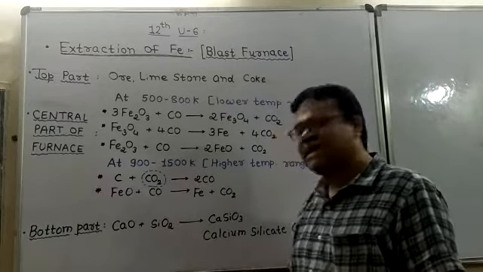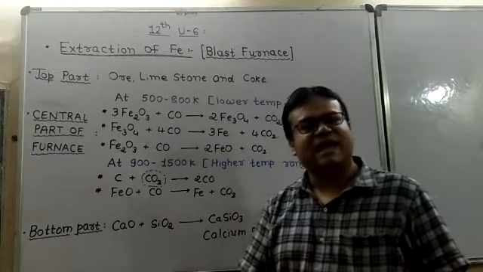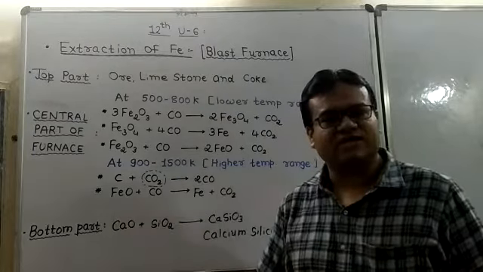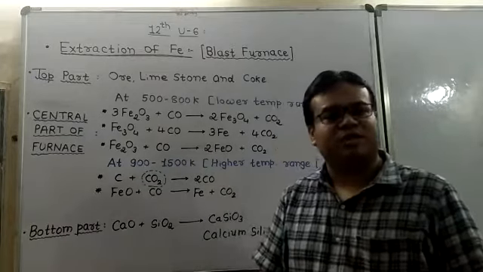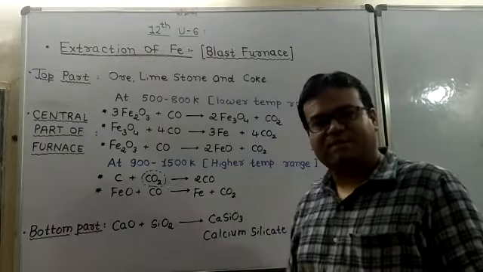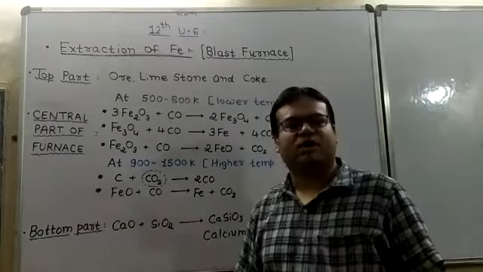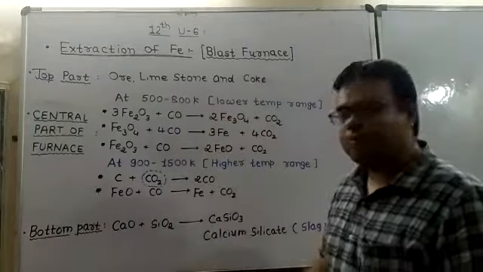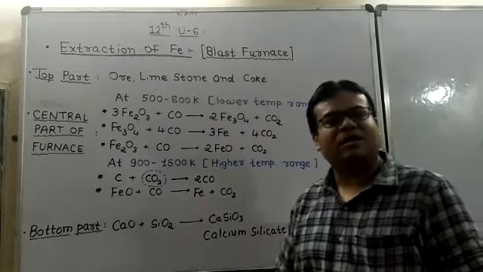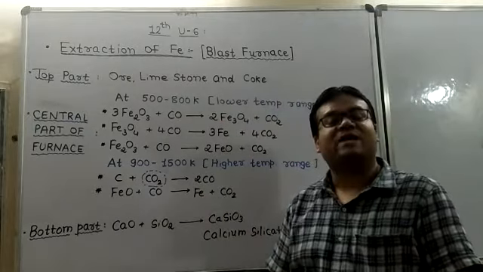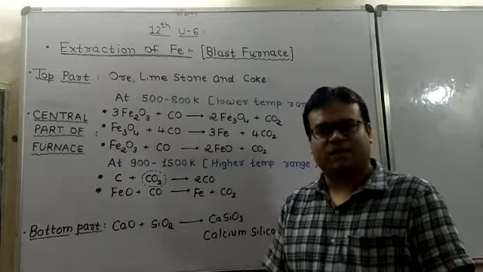And it will form CaSiO3, which, as it is lighter, floats on the surface, and so it will not allow any external impurity to be added to the pure metal which separates out in the bottom part of the furnace. So this is the entire process, in terms of statements as well as chemical reactions, for extraction of iron in the blast furnace.